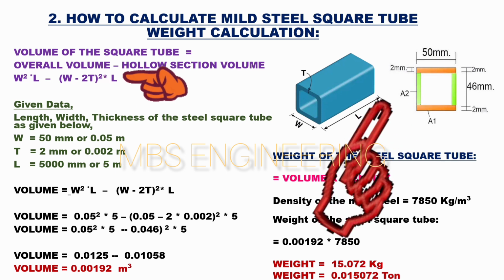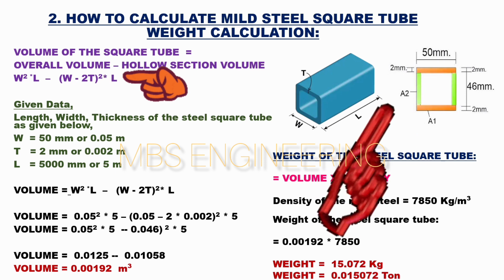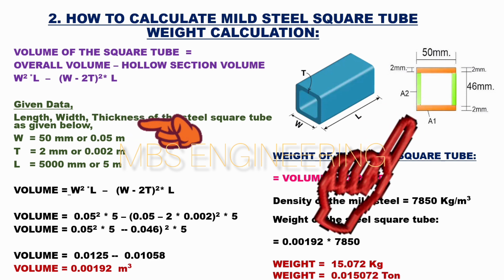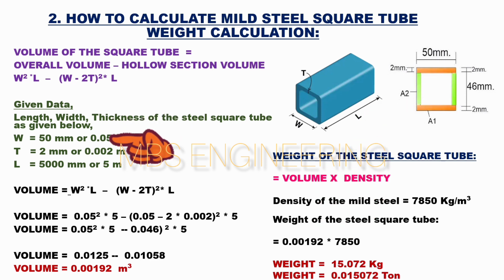Please refer to the mild steel square tube snaps. The given data is length, width, and thickness of the steel square tube. The first given data, width W, is 50 mm or 0.05 meter. The second given data, thickness T, is 2 mm or 0.002 meter. The third given data, L, is 5000 mm or 5 meters. Based on the above equation and the given data, the volume of the mild steel square tube is 0.00192 cubic meters.